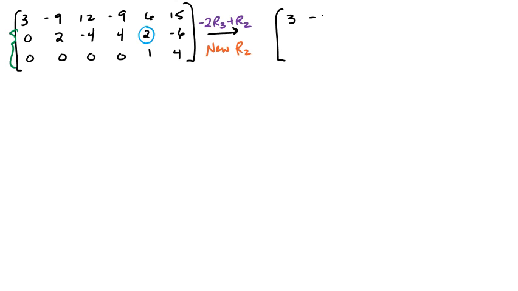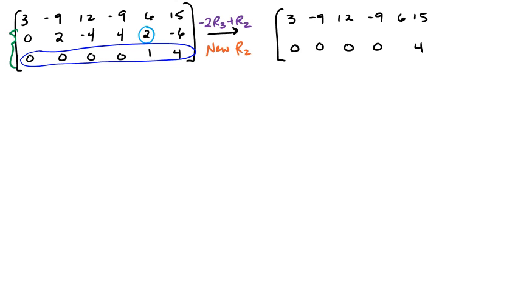So row 1 remains and row 3 remains, but row 2 changes. If I multiply row 3 by -2, I get 0, 0, 0, 0, -2, -8. And then I'm going to add that to row 2. So I get 0, 2, -4, 4, 0, -14. Sorry, this is a little messy.